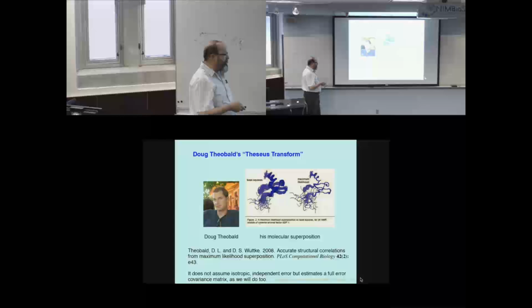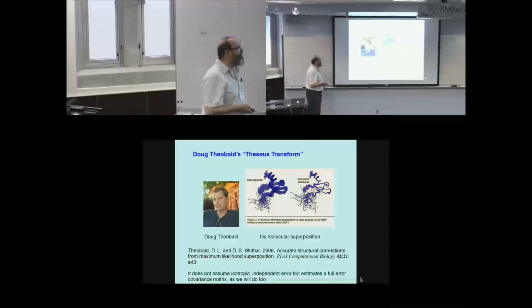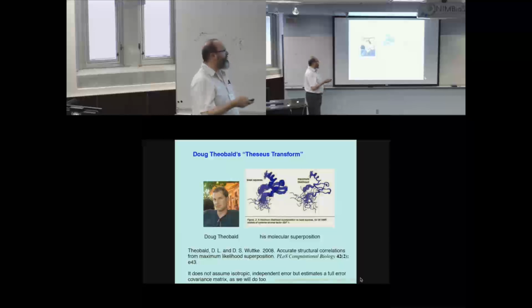So it does not assume isotropic independent error, but it estimates a full covariance. You might say, well, is he doing phylogenies? Doug is very phylogeny aware. He comes to evolution meetings. He's talked to me about contrasts and stuff. But in the particular problem he's doing here, there is no consideration of phylogenies. It was not part of the problem. So he doesn't, but not because he doesn't know about it.